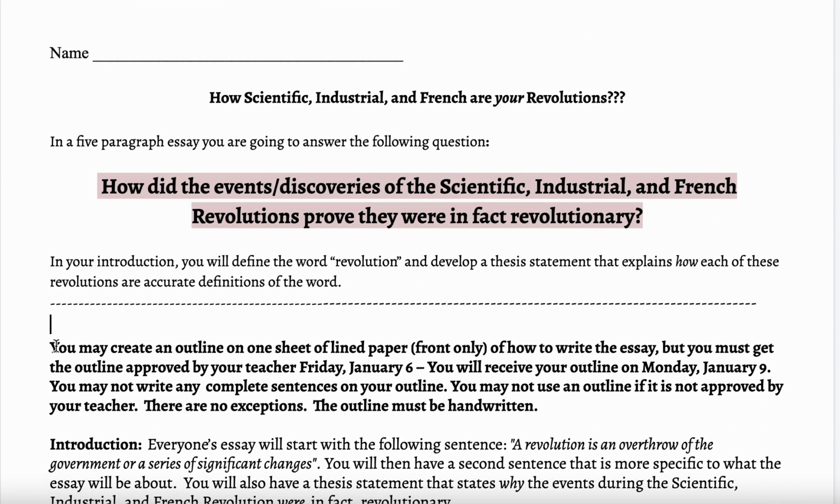You can do it on one sheet of lined paper on the front only. That is it. But it must be approved by the teacher. Enjoy.